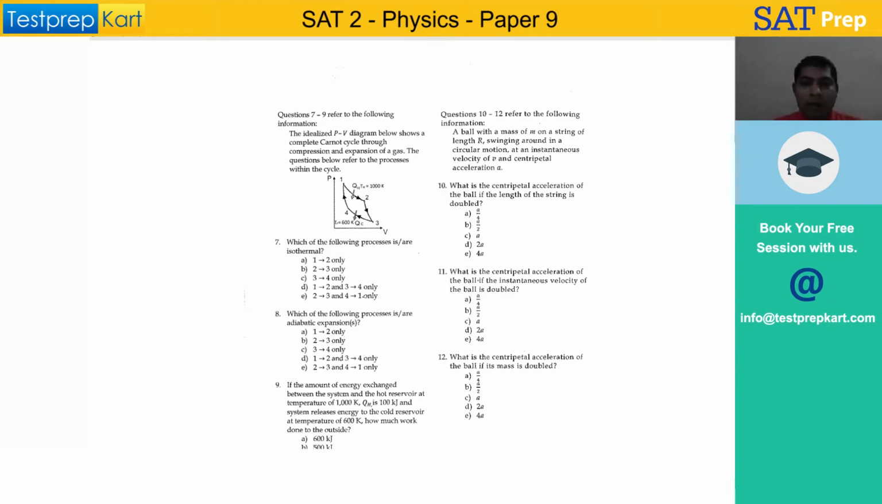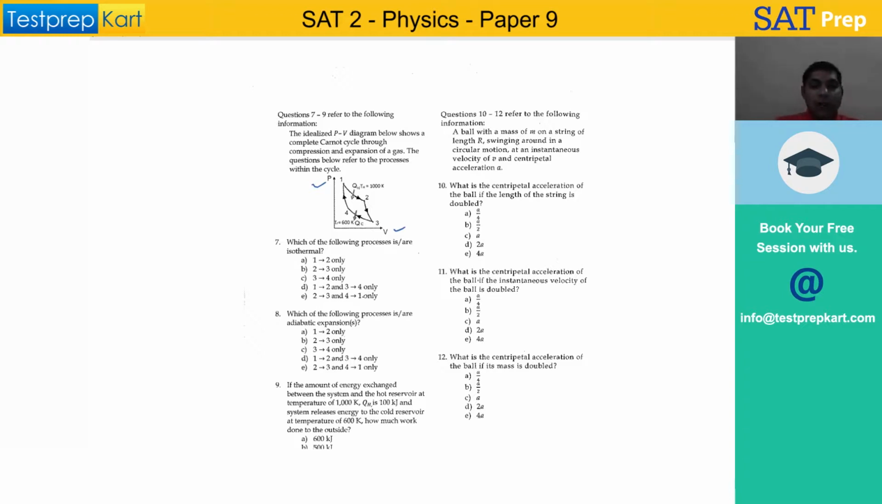Solution, and we are going to discuss Physics paper number 9. In this paper some questions are missing, so we'll start with question number 7. There is a diagram given for questions 7 to 9. In this diagram a process is given between pressure and volume. First is, which of the following processes are isothermal?